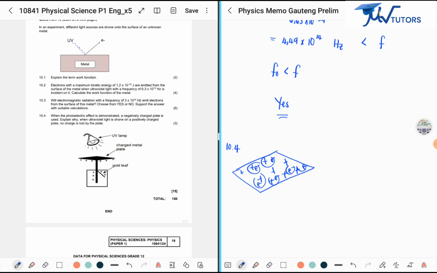And like they said, normally a negatively charged plate is used. And when that is used, the electrons are happy to leave because the same charge repels. But because now we have opposite charges, they will attract each other. And that is why no charge is lost by the plate.